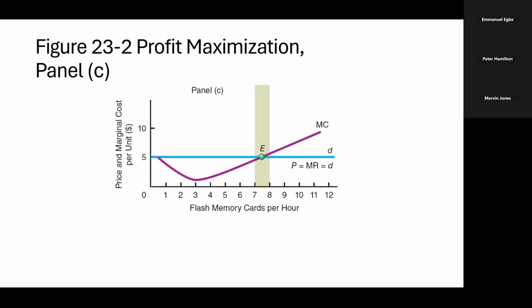You can see here, the maximum profit is made at the point where marginal revenue is equal to marginal cost. At this point, E, marginal revenue is constant, it's at 5, and marginal cost, and here you can see that at the point where marginal cost is equal to marginal revenue, the firm makes its maximum profit.